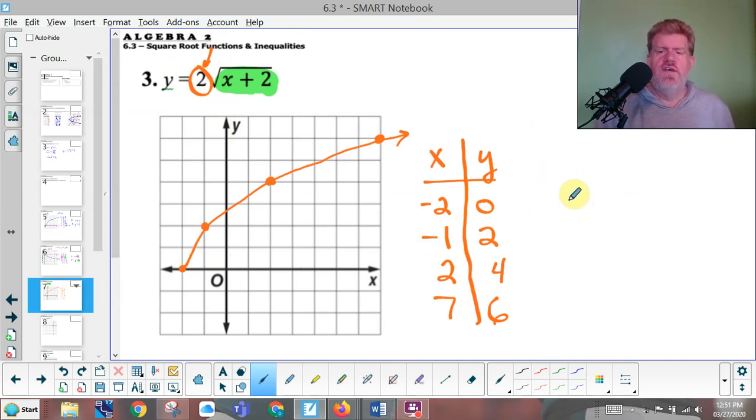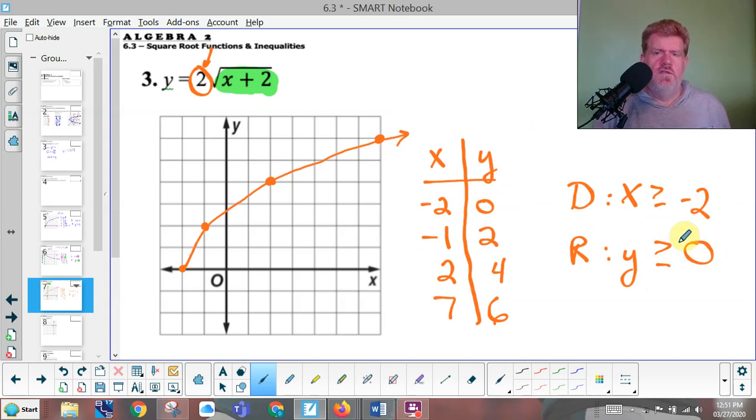And we talked about then, what's the domain? X is greater than or equal to -2. What's the range? Y is greater than or equal to 0. 0. Zilch. Not really zilch. 0 and zilch mean different things, I think. We could make that debate. Maybe we should. Later. Okay.